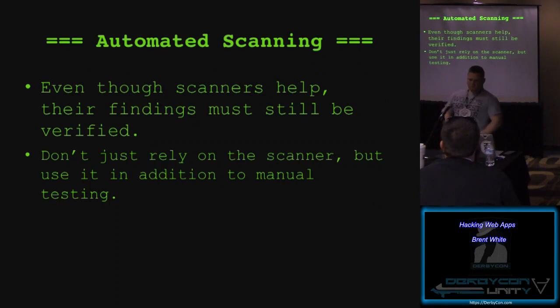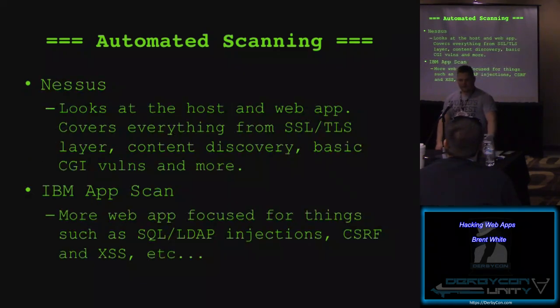So even though scanners help, again, we have to validate their findings to see: is it there, or was it just a scanner that totally misread something? Don't rely on those. Make sure you test it. A few automated scanners that we use are Nessus and IBM AppScan.